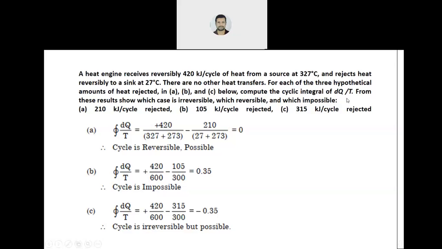You have to compute this when this much amount of heat is rejected, when this much amount of heat is rejected, and when this much amount of heat is rejected. You have to find whether the process is reversible, irreversible or impossible. For these three cases of heat rejection, you have to find which case belongs to irreversible, which belongs to reversible and which belongs to impossible.